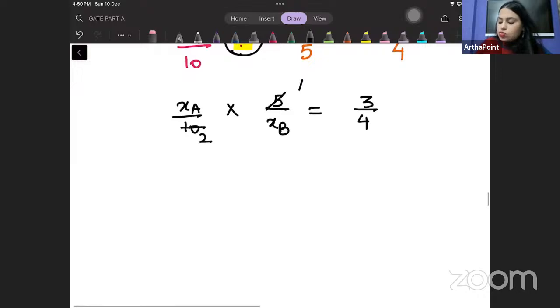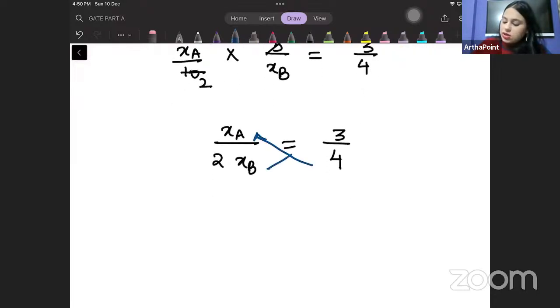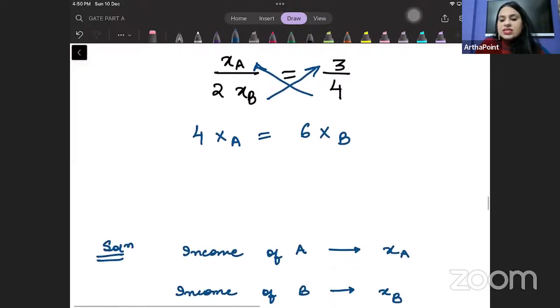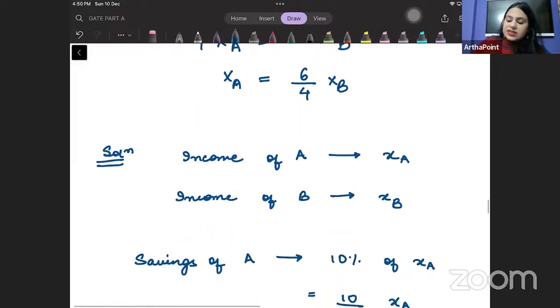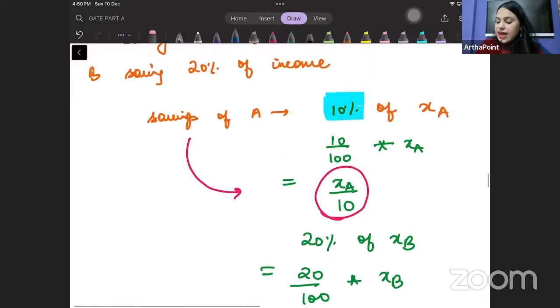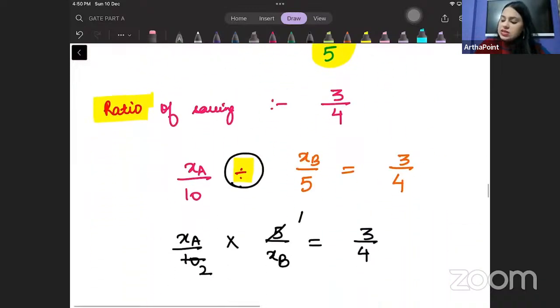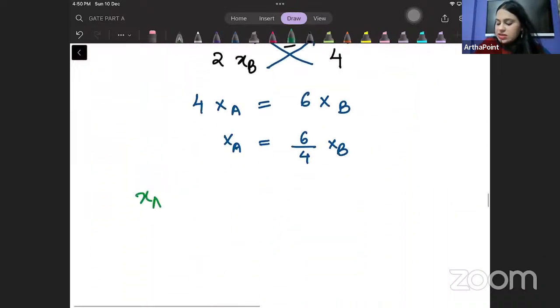So beta 1, 2. So XA by 2XB is equal to 3/4. Beta cross multiply. This will go here and this will go here. So 4XA is equal to 6XB. So beta XA will become 6/4 XB. But beta what is given to you? That the sum of their income is 1500. XA plus XB is 1500.